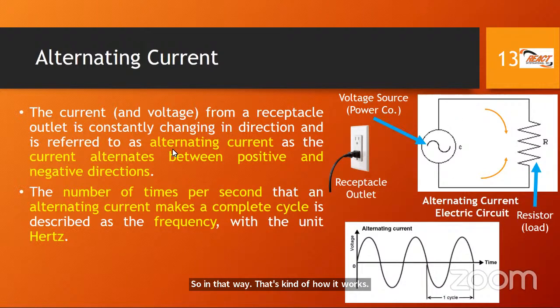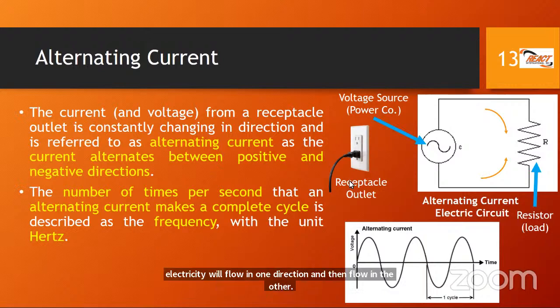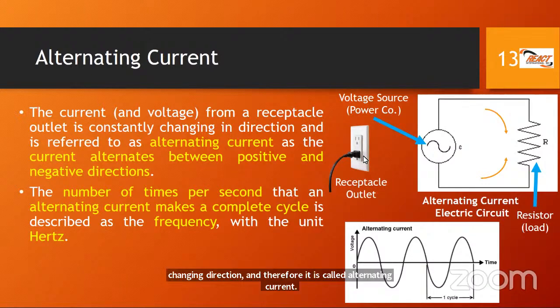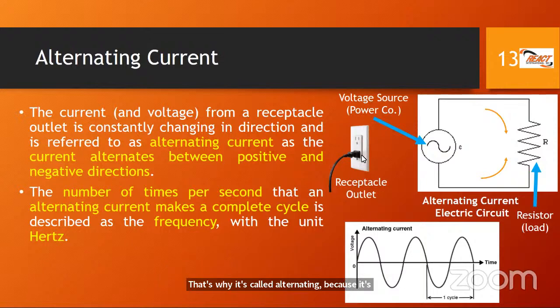So the current, and of course the voltage also, that comes out of your wall plug, really called the receptacle outlet, is constantly changing direction, and therefore it is called alternating current. That's why it's called alternating, because it's changing direction. And the current itself alternates between the positive and negative directions. It goes one way and the next way. And by the way, this is an exam question.